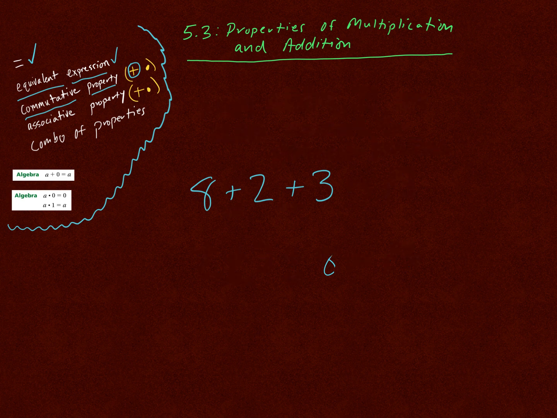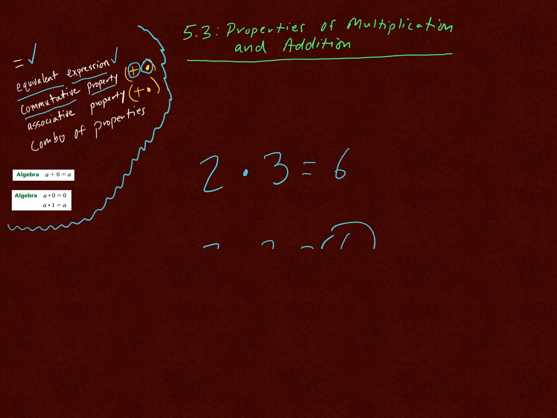There is also another property, commutative property of multiplication. And I'm using the little dot symbol for multiplication. That is the same thing. That just says that when we are multiplying, 2 times 3, it means I also can move these numbers around. I can change their location and the answer will be the same.